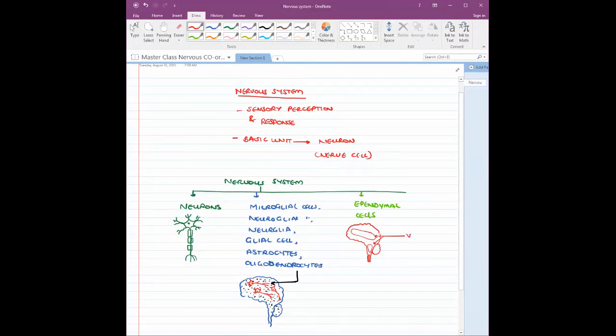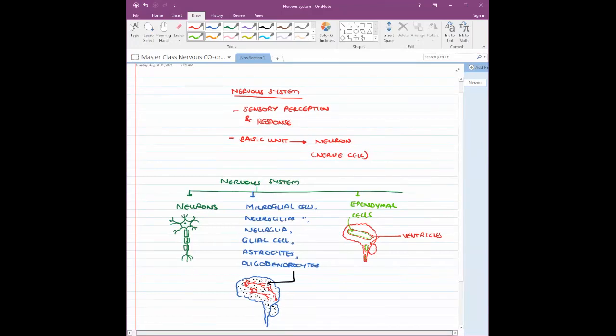We are going to talk about this in detail a little later. But these ventricles are going to be lined, like this, by your ependymal cells. And what are these ependymal cells also going to help in producing? They help in producing your CSF, cerebrospinal fluid. So that is another thing.